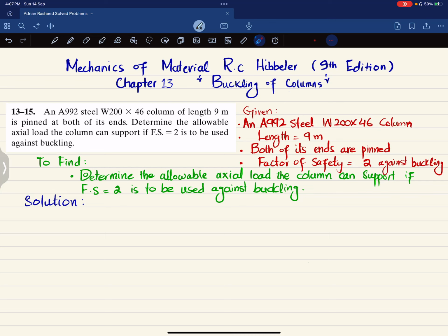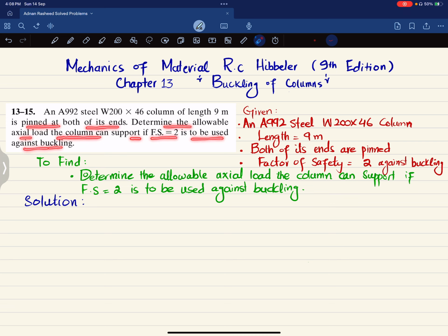In this video, we are going to solve problem 13-15 that is taken from chapter number 13, Buckling of Columns, and the book name is Mechanics of Materials by R.C. Hibbeler, 9th edition. The statement is: an A992 steel W200 by 46 column of length 9 meters is pinned at both of its ends. Determine the allowable axial load the column can support if a factor of safety is to be used against buckling.